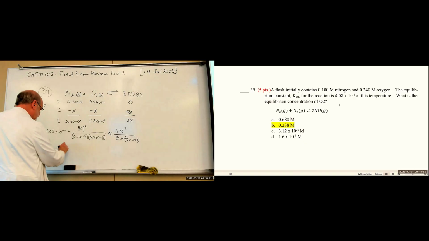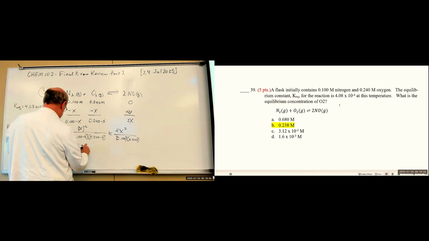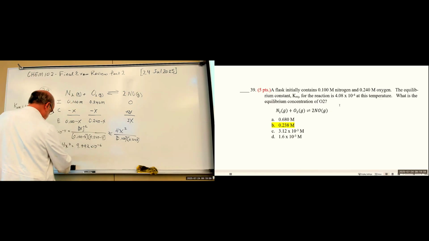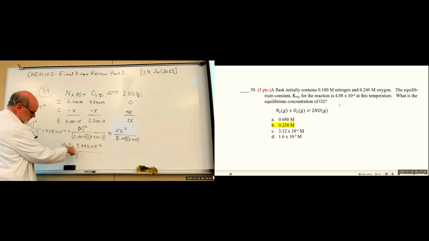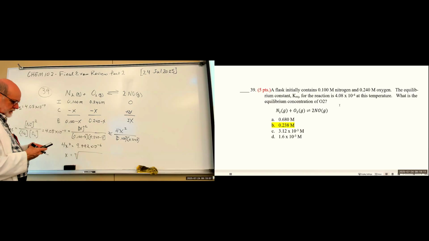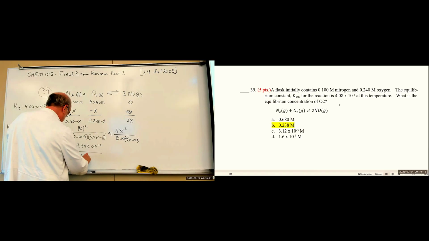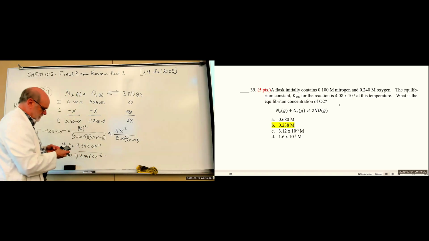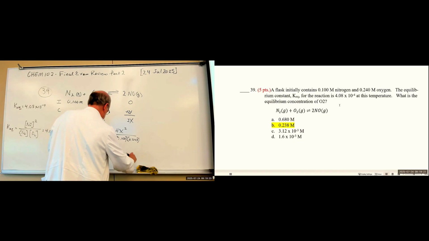So what we have so far is 4x squared equals 9.792 times 10 to the minus 6. And x is going to be the square root of, we're going to divide this by 4 and then take the square root of it. So this gives us 2.448 times 10 to the minus 6. Take square root of that. And I get 1.56 times 10 to the minus 3 molar.